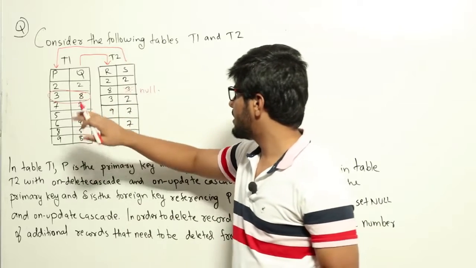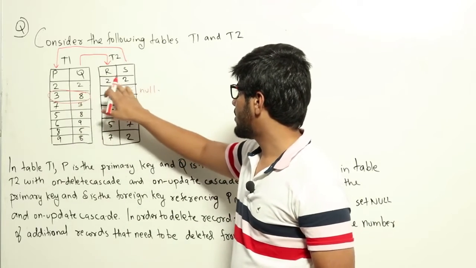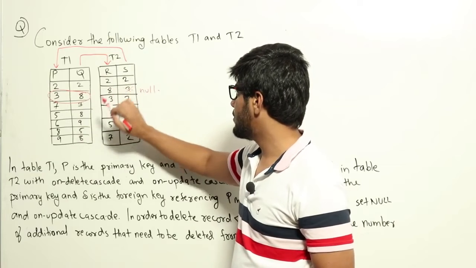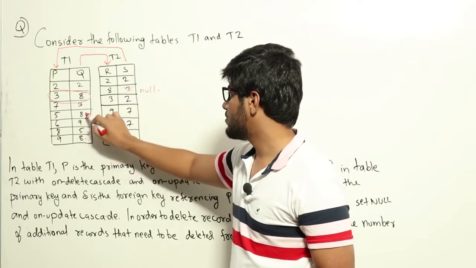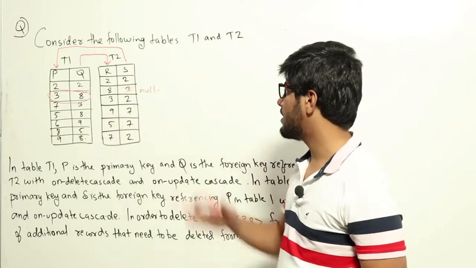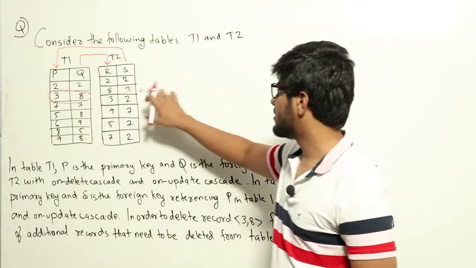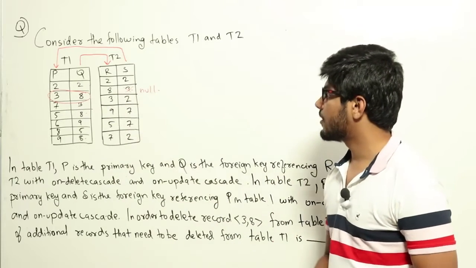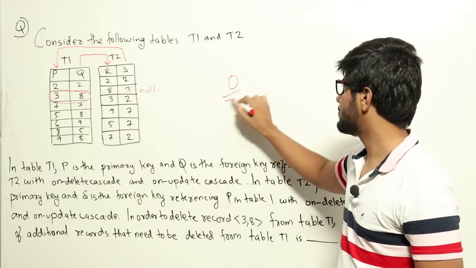If it was on delete cascade, then we would have had to delete this row. In that case, 8 would be gone and whoever is referencing 8 would also have to be deleted, but it was on delete set null. So we'll just set it as null, and that is all the operations required. So the answer is 0.